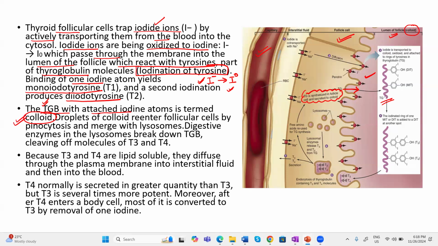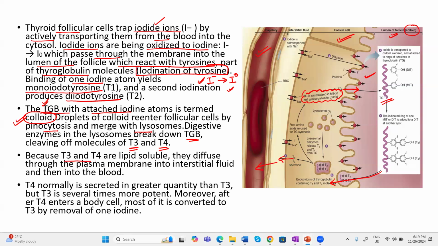Now, this colloid will again be taken up by the follicular cells by pinocytosis. It will enter by pinocytosis and merge with the lysosome. Now what will happen? The lysosome will break down the thyroglobulin molecule and separate it into T3 and T4. So here what is going on? It will liberate T3 and T4 from the cell into the blood.